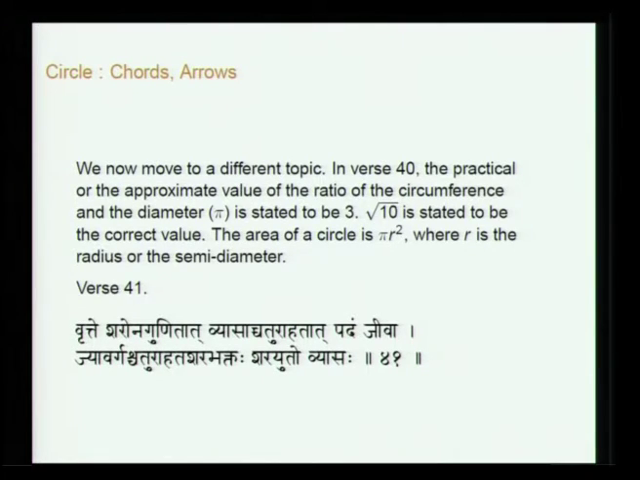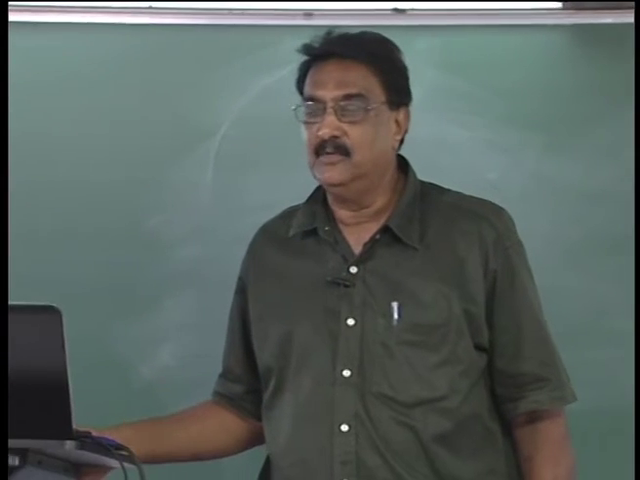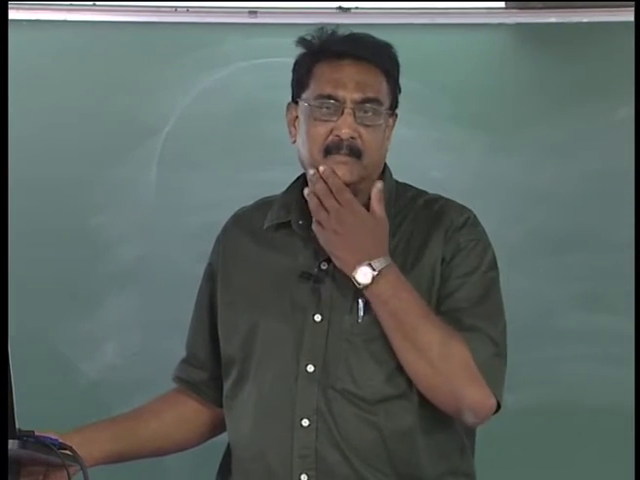So, the next application that Brahmagupta considers, continuing with plane figures, is the circle and some examples and results related to that. In verse 40, the practical or approximate value of the ratio of the circumference and the diameter, pi, is stated to be 3, and root 10 is stated to be the correct value. So, he is giving an approximate practical value which is used several times in many situations.